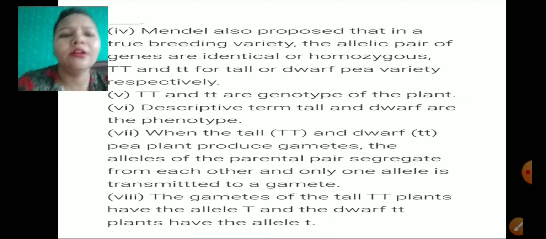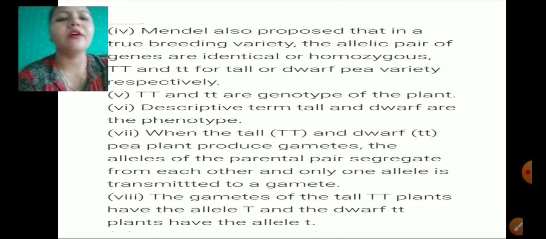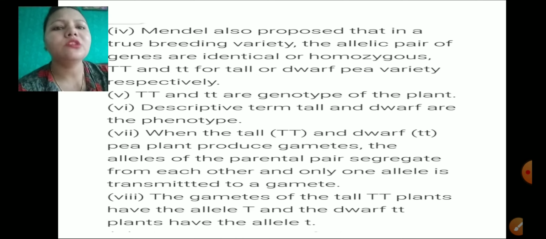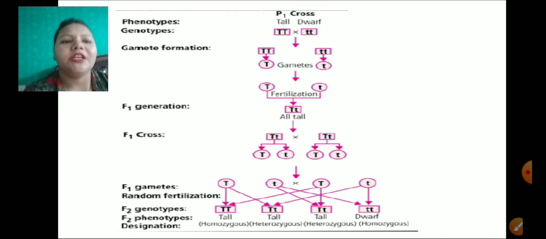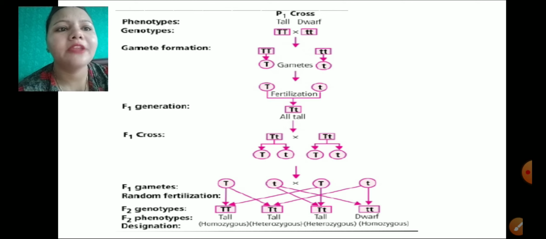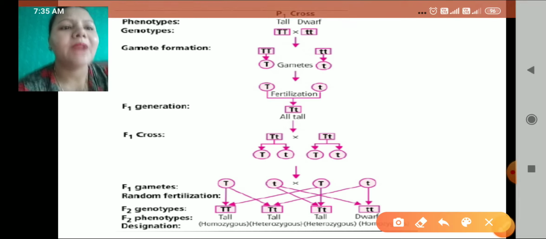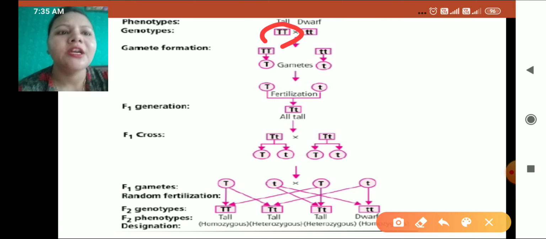And he also described certain laws that are termed Mendel's laws of inheritance, that is, the law of dominance, the law of segregation, and the law of independent assortment. So here we have a cross between the tall and the dwarf pea plant. In this he took the tall pea plant as capital T and the dwarf pea plant as small t.